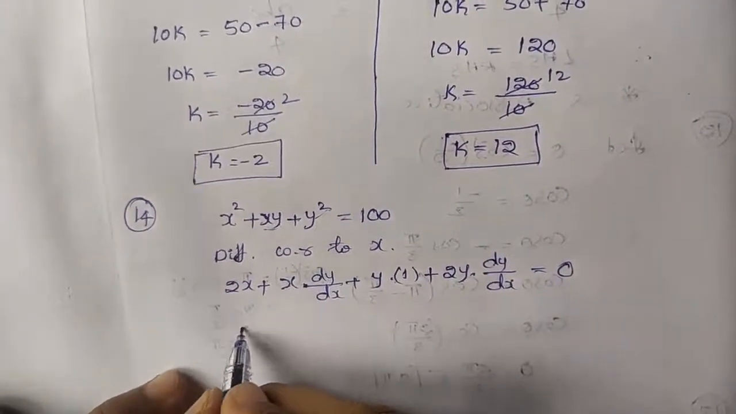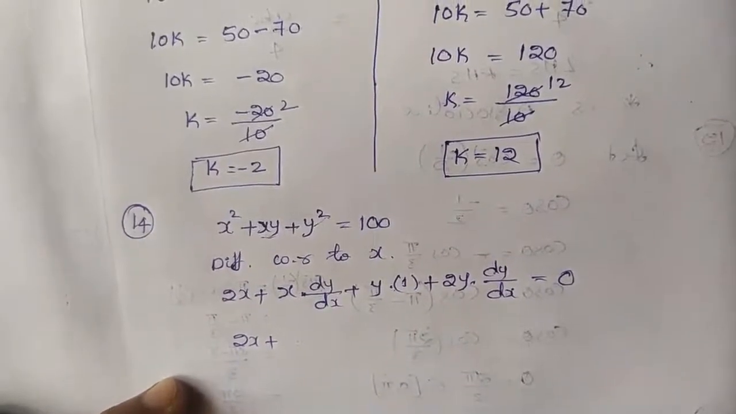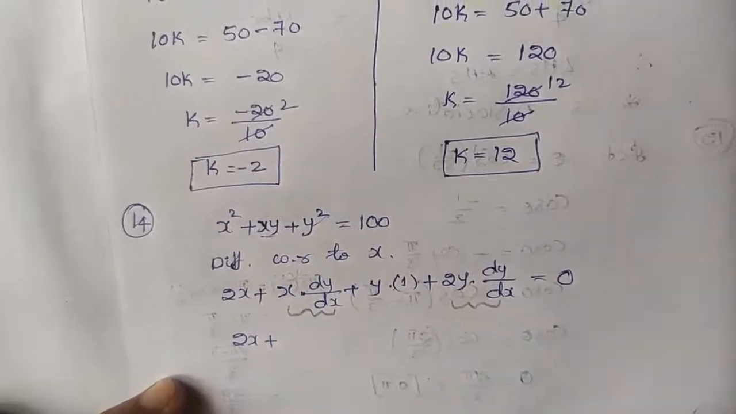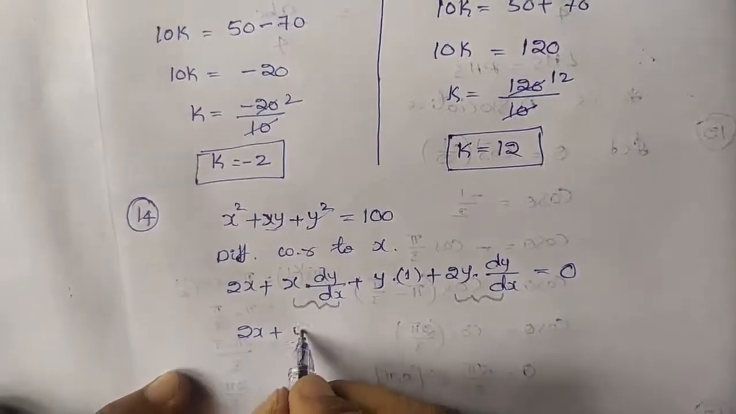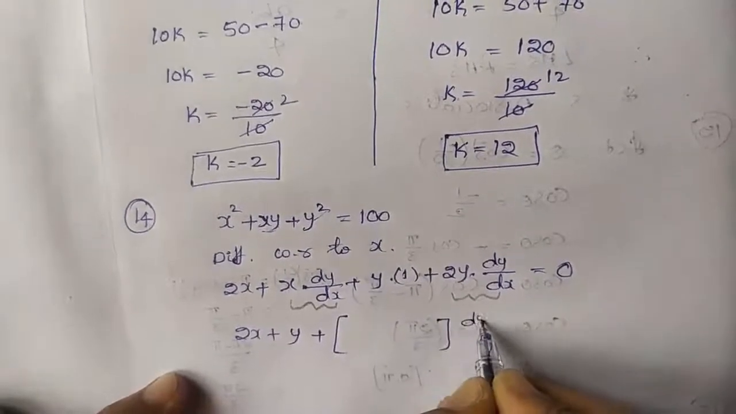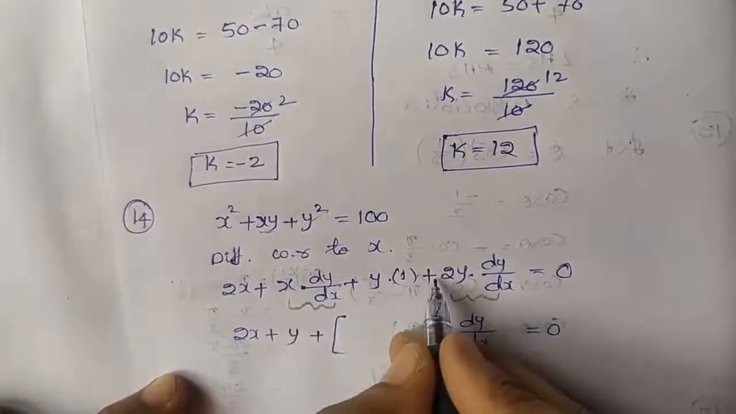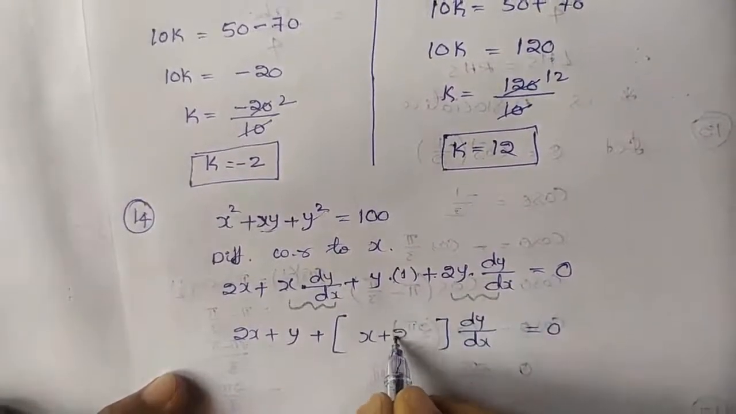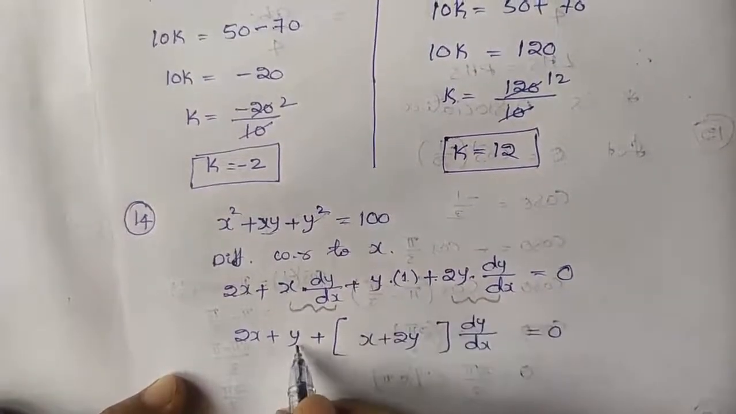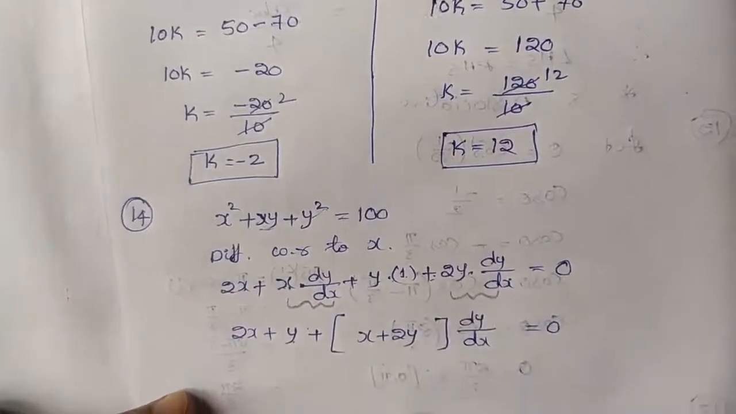Now 2x plus, in this we have dy by dx. Take dy by dx common. 2x plus y, y into 1 is y, plus dy by dx is common in this, then x plus 2y.